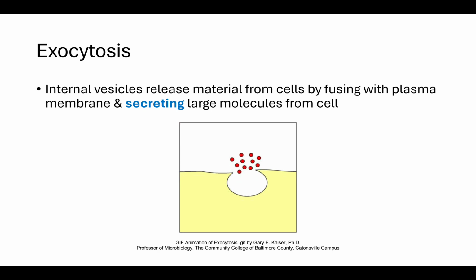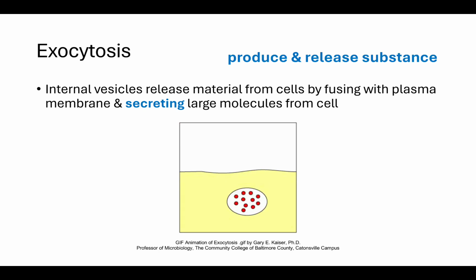Exocytosis is the opposite of endocytosis. A lot of times it's used when a cell is secreting something. That means it has produced it and released it. So this is going to take a vesicle that already exists inside the cell. It's going to move towards the cell membrane, fuse with it, join with it, and then release whatever molecules or whatever particles are inside of it to the outside of the cell. And that process does use ATP.